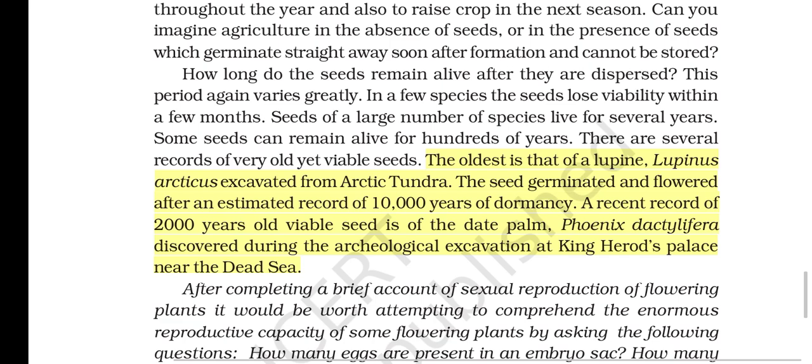The oldest is that of a lupine, Lupinus arcticus, excavated from Arctic tundra. The seed germinated and flowered after an estimated record of 10,000 years of dormancy. A recent record of 2,000 years old viable seed is of the date palm, Phoenix dactylifera, discovered during the archaeological excavation at King Herod's palace near the Dead Sea.